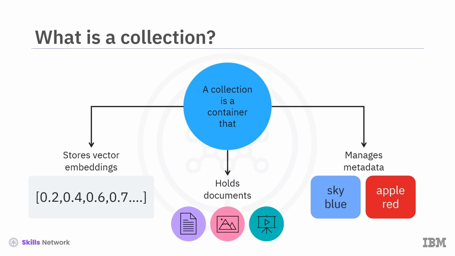In summary, think of a collection as a categorized folder that groups similar data, including its embeddings, documents, and metadata, using a designated name, which improves information retrieval and management. Now, let's learn about embeddings.